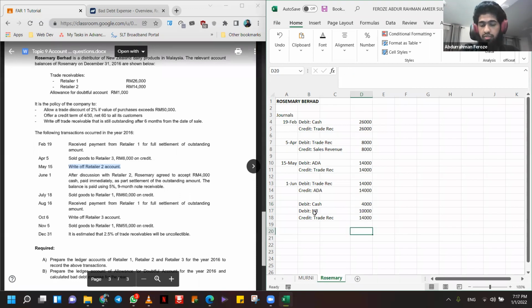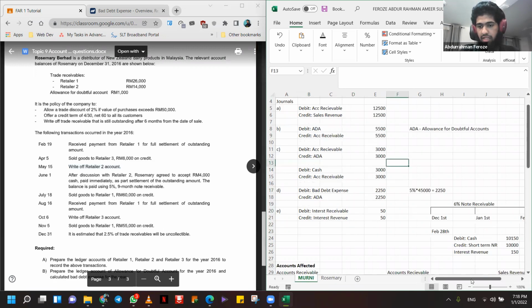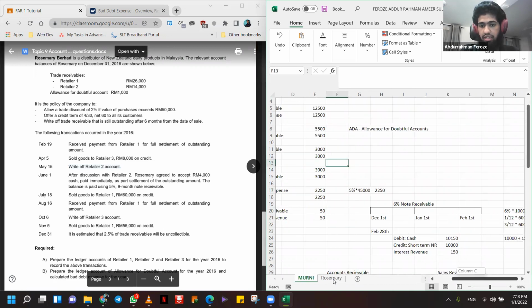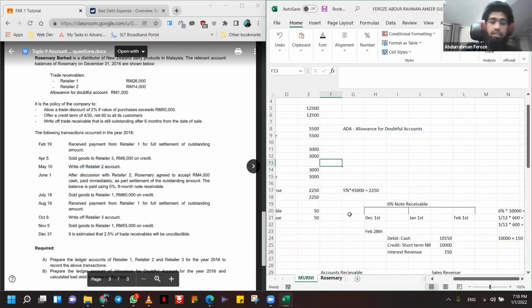So now we debit note receivable, but once the money is actually received at the end of this 9-month period, we will debit cash and credit note receivable. Just like over here, at the end of the 3-month period, you debit cash and credit the note receivable.